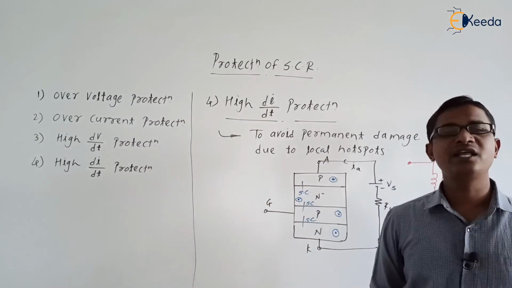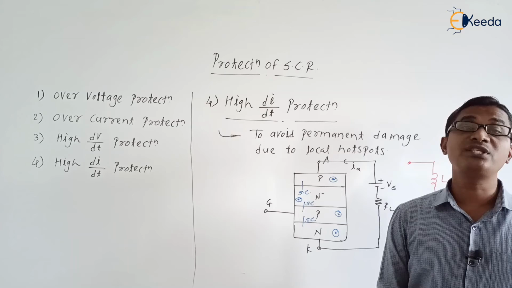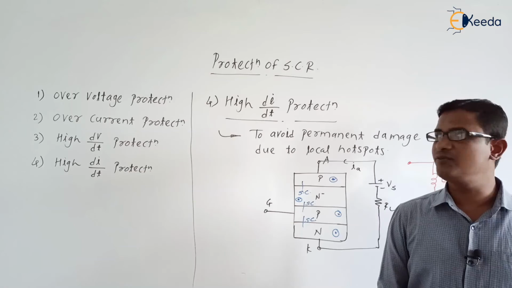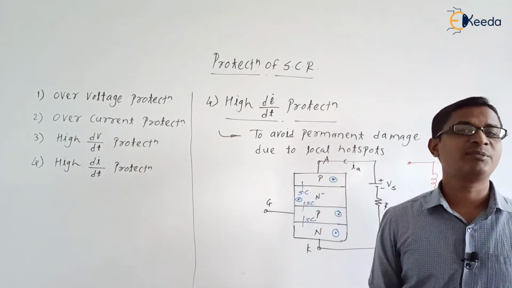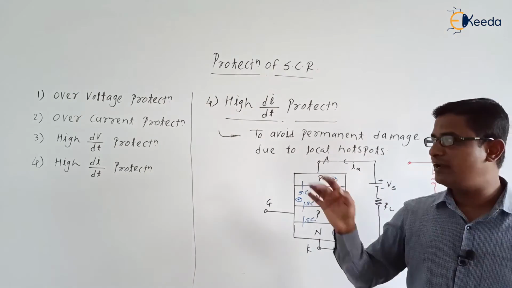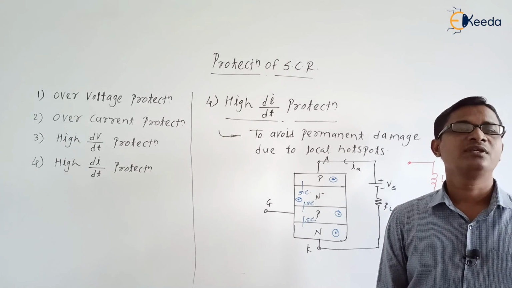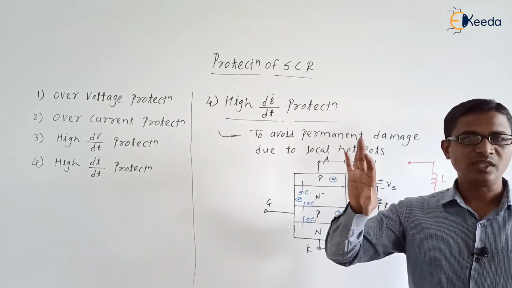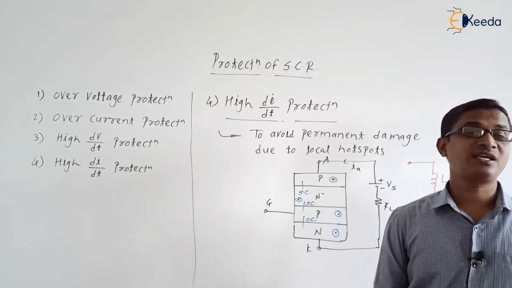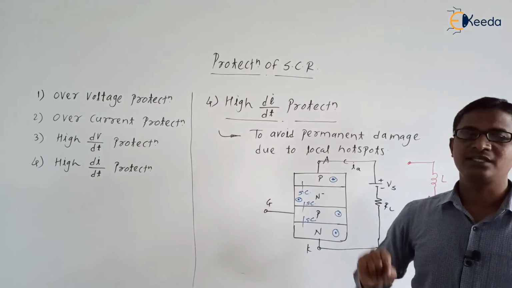Next, high dV by dt protection. Why is it required? In order to avoid false triggering. And which circuit do we need to use in order to protect the SCR against high dV by dt? It is an RC snubber circuit. Only connection of a capacitor is not sufficient, we need to connect the resistor also. And next, high di by dt protection. Why do we need to protect the SCR against high di by dt? In order to avoid permanent damage to the SCR due to the local hotspots. So how to protect the SCR against high di by dt? We need to connect the inductor in series with the SCR. Are you getting the point?